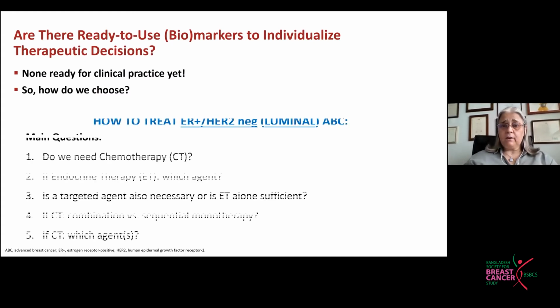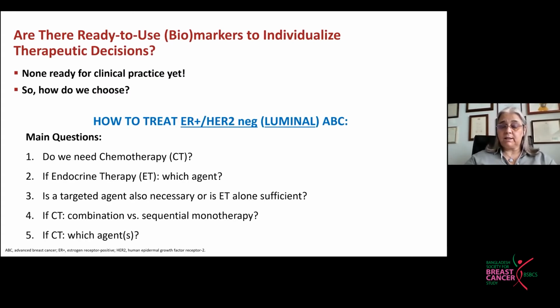So how do we approach a patient with this type of disease? These are the questions you should ask yourself. Do I need chemotherapy? And the answer is, rarely will you need chemotherapy to start treating these patients. If I go for endocrine therapy, what is the best agent? Can I use endocrine therapy alone, or should I combine it with a targeted agent? And if I go for chemotherapy, what type of chemotherapy should I use?